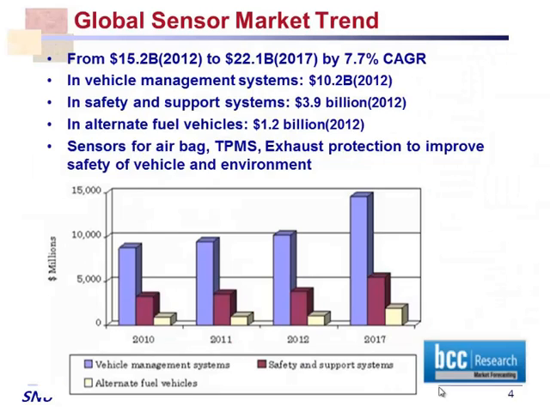Currently, there is over $15 billion of sales globally, and it will increase quite fast in the next 5 years. In vehicle management there are a lot of sales in those areas, and we need many sensors like airbag, tire pressure monitoring system, or exhaust protection to improve the safety of the vehicle and the environment.